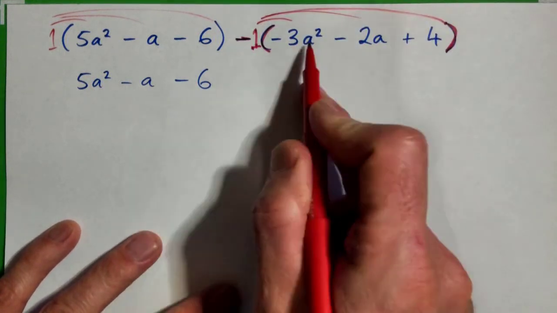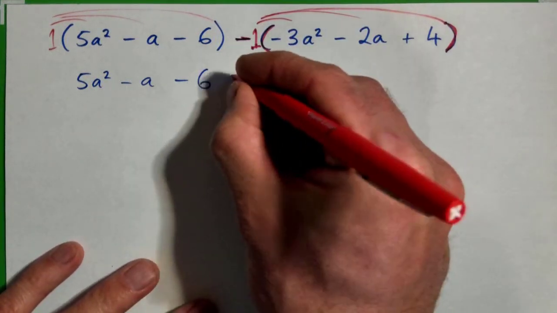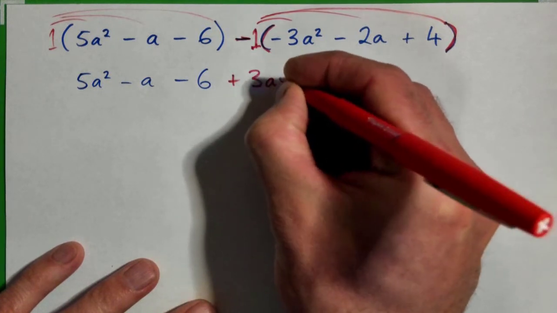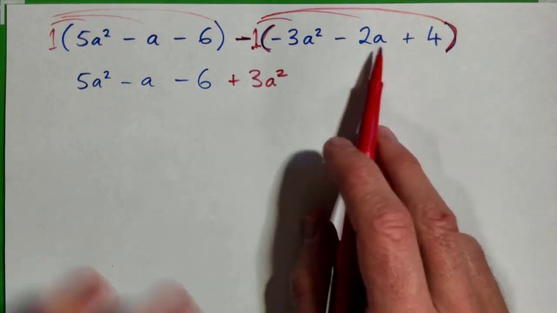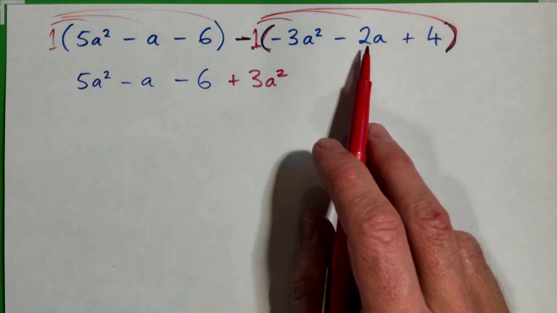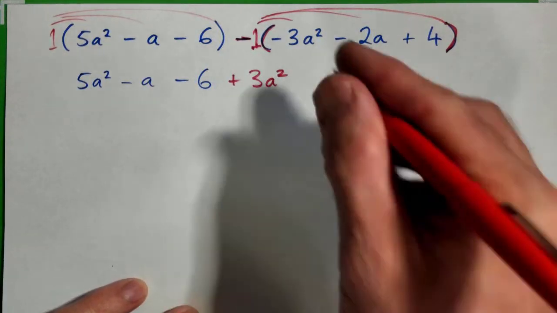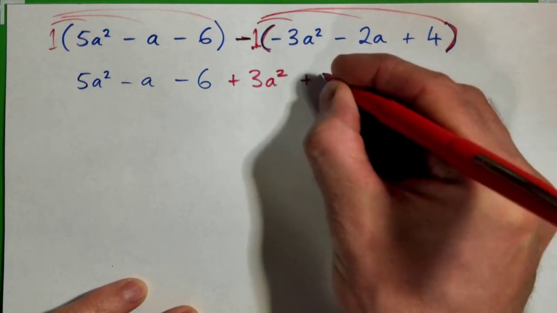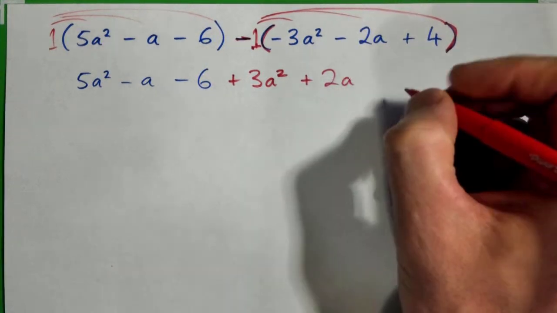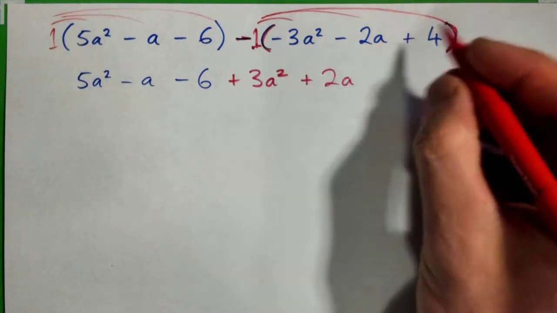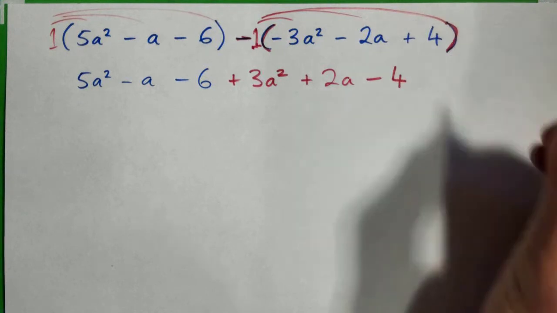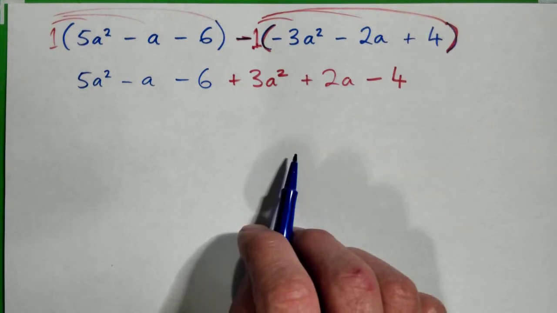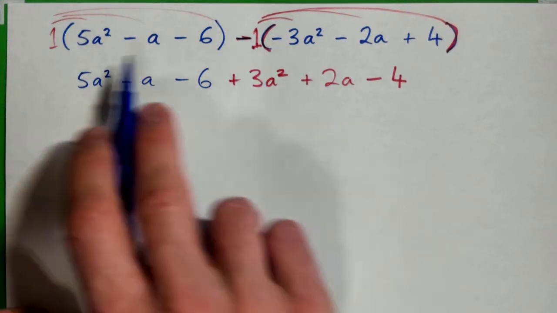So -1 times -3a squared is plus 3a squared, right? But here's the key: -1 times -2a will be plus 2a, right? Right, so -1 times plus 4 is -4. You okay with this line? Yeah, I'll circle back to that.